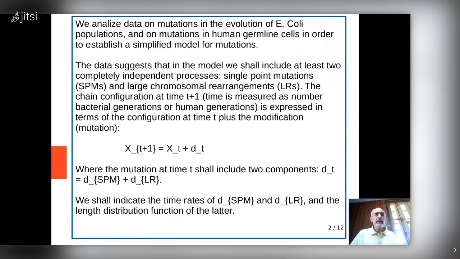The data suggests that in the model we shall include at least 2 independent processes, single point mutations and large chromosomal rearrangements. And, let's say, an abstract view of these processes can be described with a Markov chain, in which the configuration of the chain at time t+1 is expressed in terms of the configuration at time t plus a modification, that is the mutation itself.